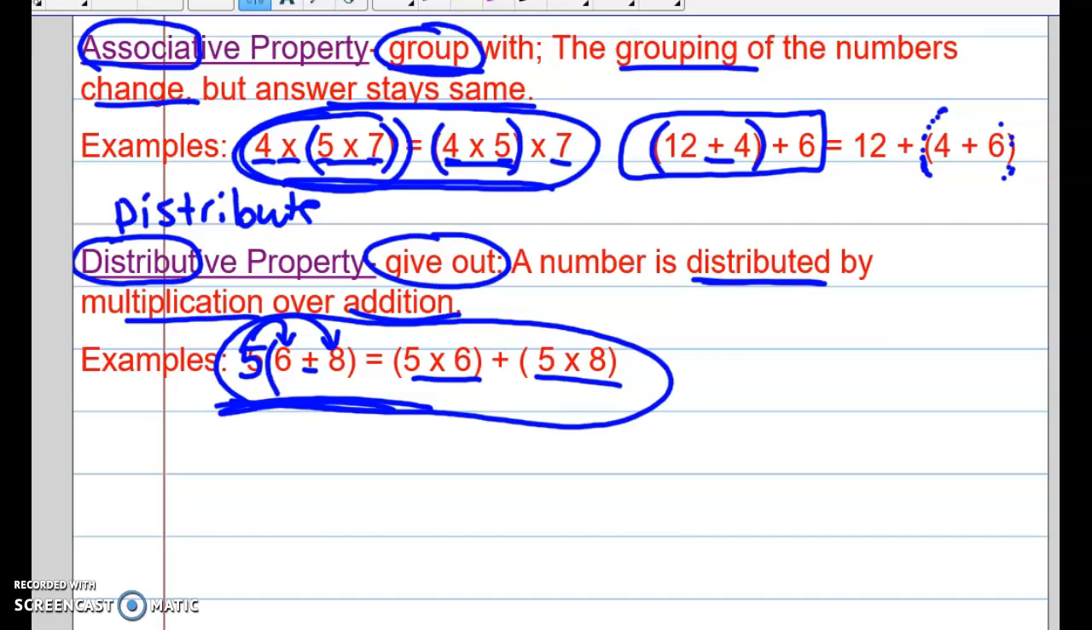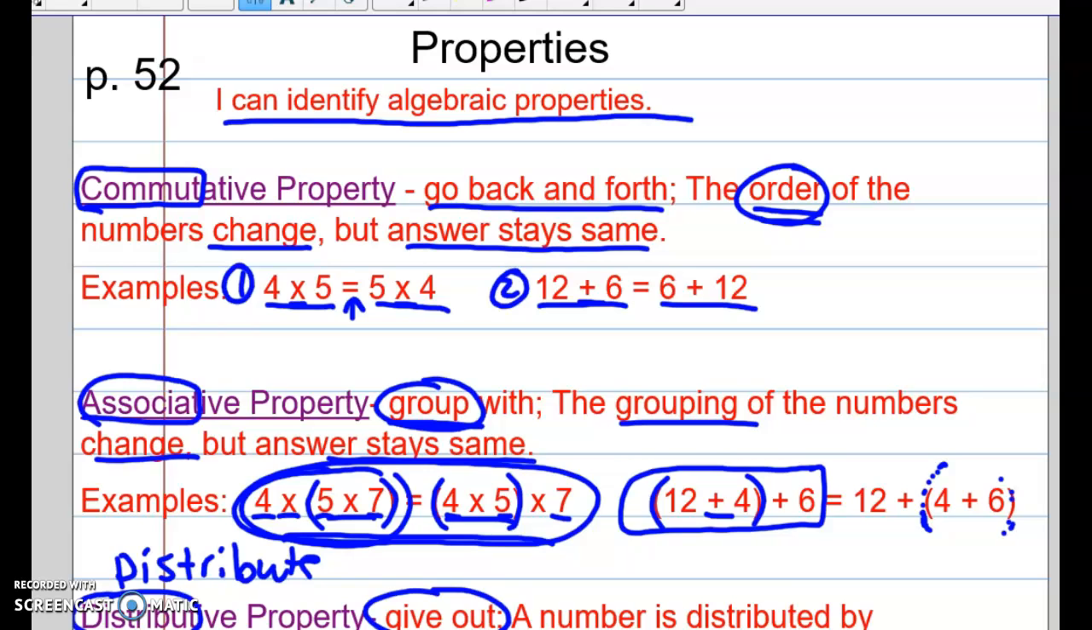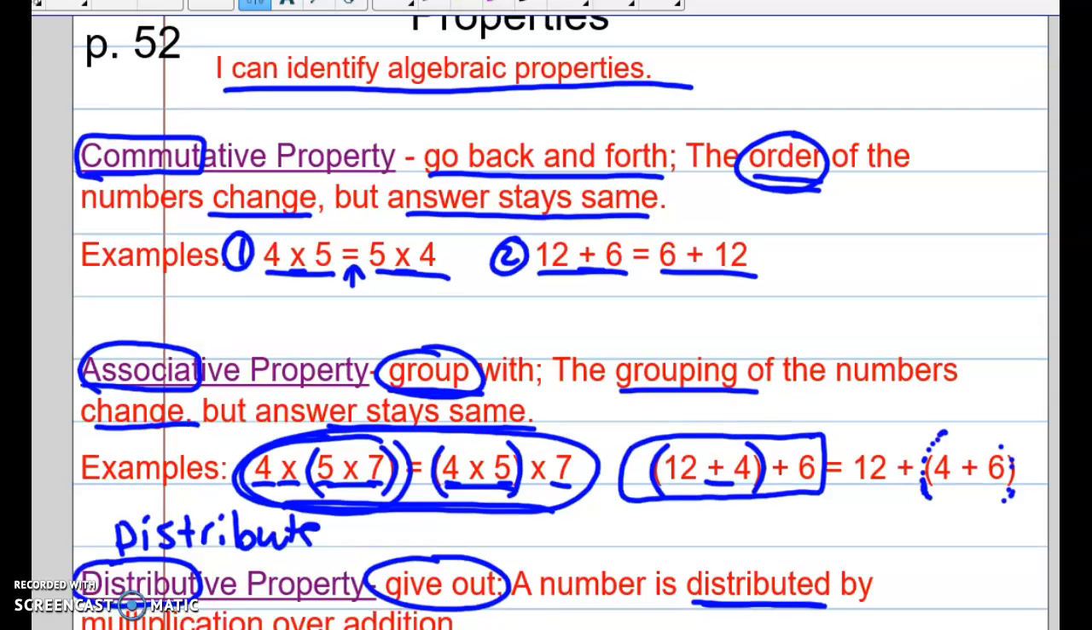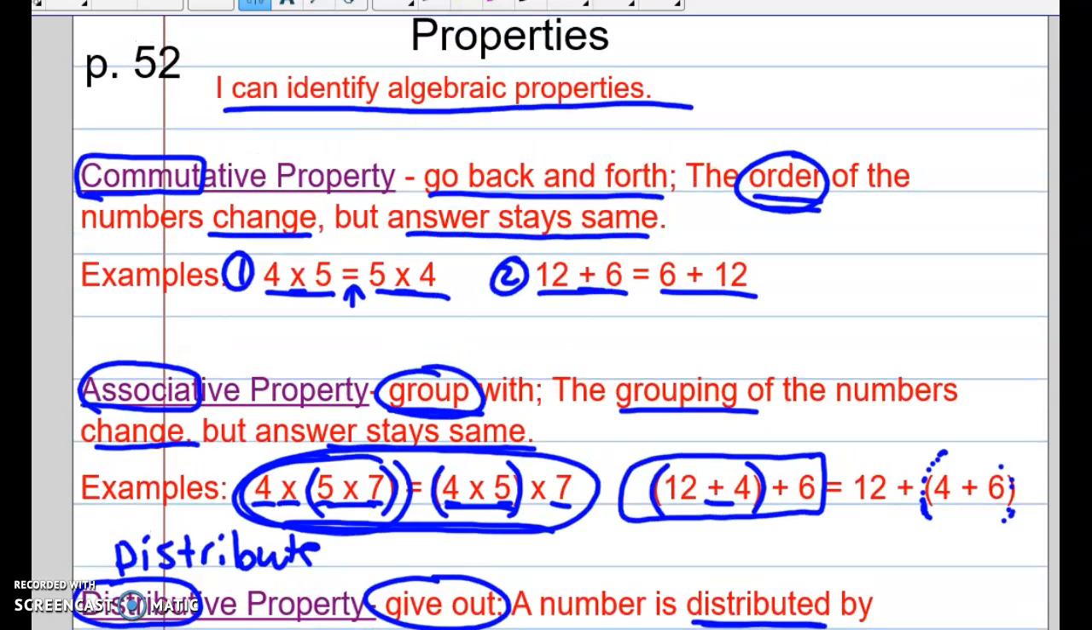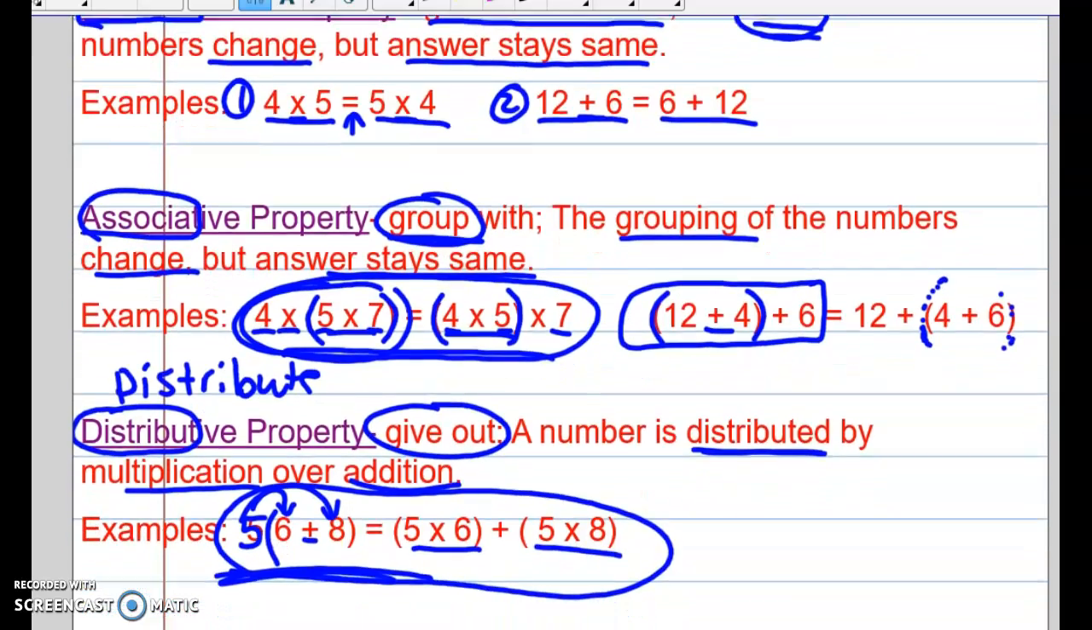However, for the distributive property, we don't see the same three numbers, 5, 6, and 8. We actually see 5, 6, 5, 8. And that is because you are multiplying 5 times 6 plus 5 times 8. So, make sure that all of this page of your notebook, page 52, is complete. You should have the definitions and the examples. Before you move on to your next task, which is going to be some vocabulary activities, I really want you to study how these examples are written.